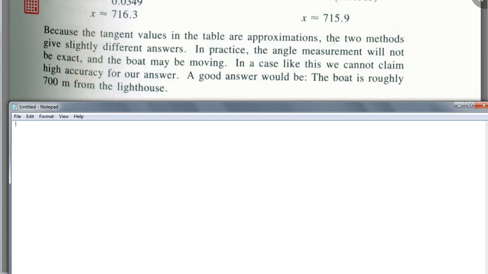Andrew, can you read this for us? This is sort of telling us why we get different answers here. It's sort of a summary. We just talked about it, but go ahead, read it for us. Because the tangent values in the table are approximations, two methods give slightly different answers. In practice, the angle measurements will not be exact and the boat may be moving. In a case like this, we cannot claim high accuracy for an answer. A good answer would be the boat is roughly 700 meters from the land. Yeah, so I'll actually have you write 716 or 715, that'll be fine, okay? All right, let's do another example now.